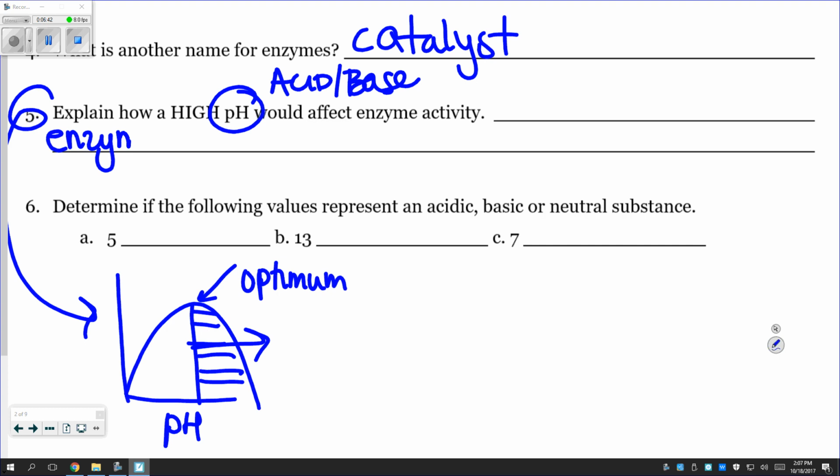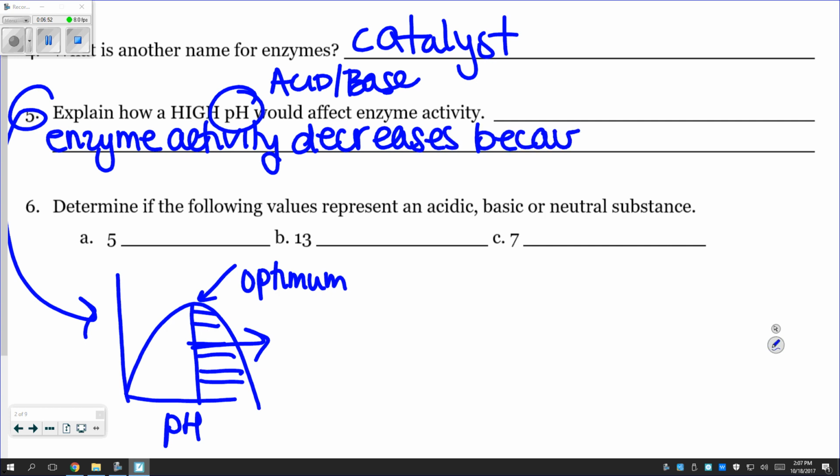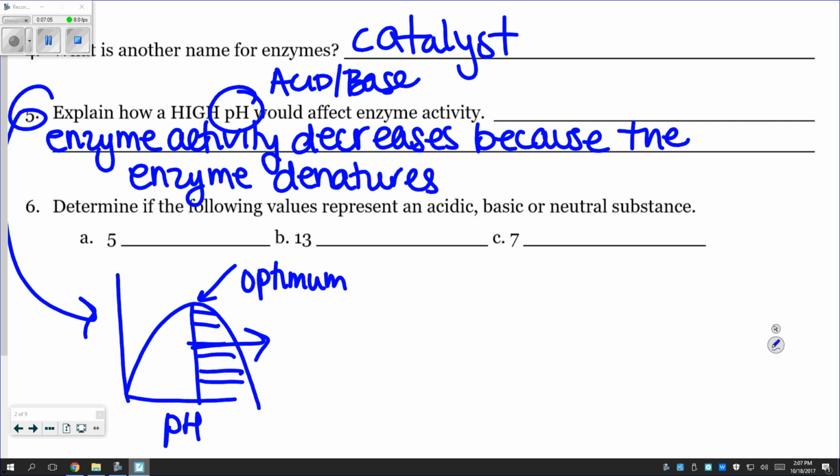So we have enzyme activity decreases because the enzyme denatures. And remember, denatures is really just a fancy word for changes shape.